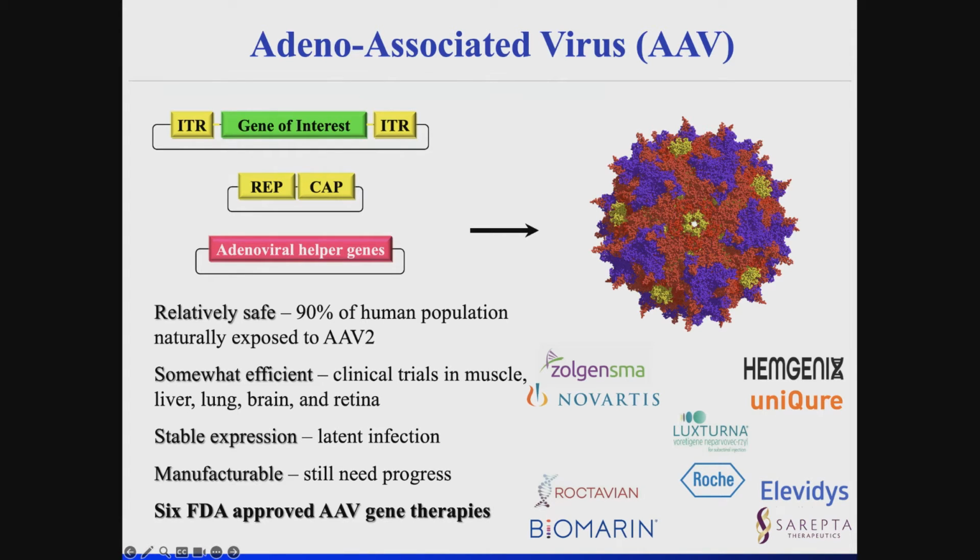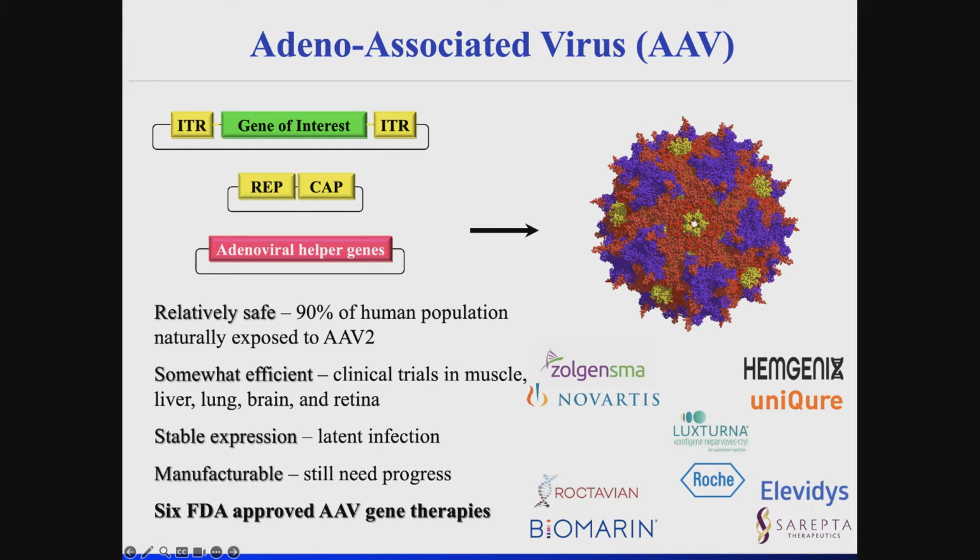So these particles have a number of interesting properties. They're relatively safe. It turns out that 90% of the human population has already been exposed to one or more natural versions of AAV, and again, never even noticed it because it's non-pathogenic. So that's a very safe starting point for use as a therapeutic.